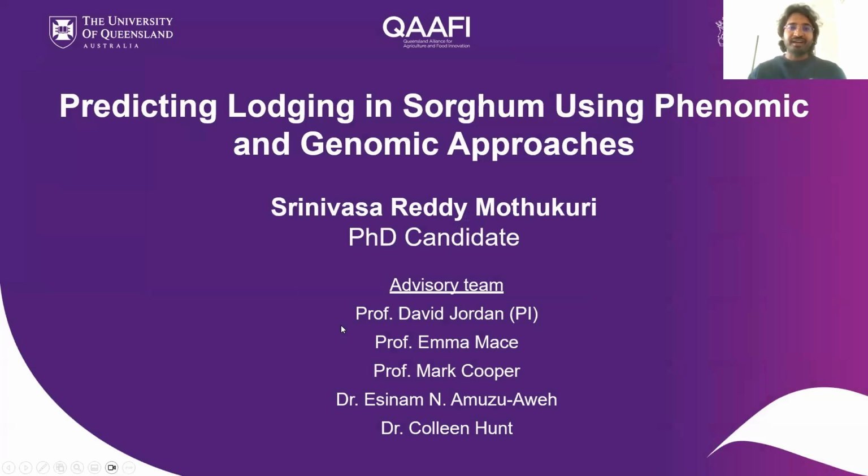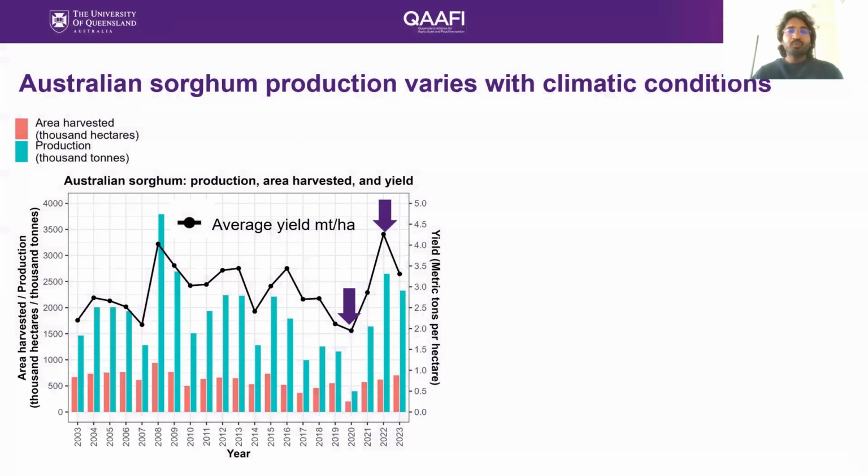Today I will present how UAV-based phenotyping can be used to estimate sorghum lodging and assess its applicability in current sorghum breeding trials. Sorghum production in Australia is highly variable from year to year due to seasonal rainfall.